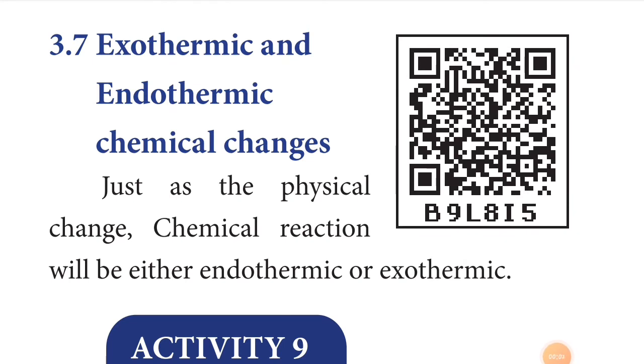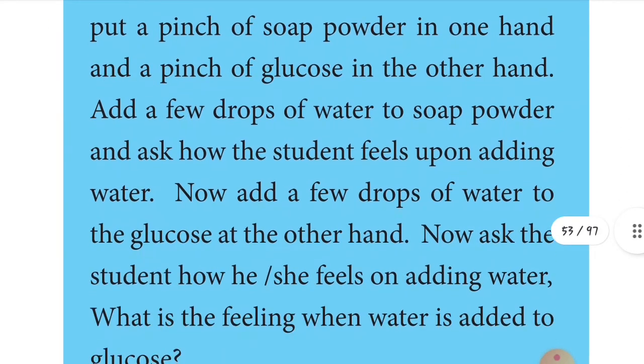Okay, children, the next important topic: exothermic and endothermic chemical changes. You know, children, exo means what? Exo means heat is released. Endo means heat is absorbed. So it is not just a physical change; chemical reactions are also either endothermic or exothermic, children.